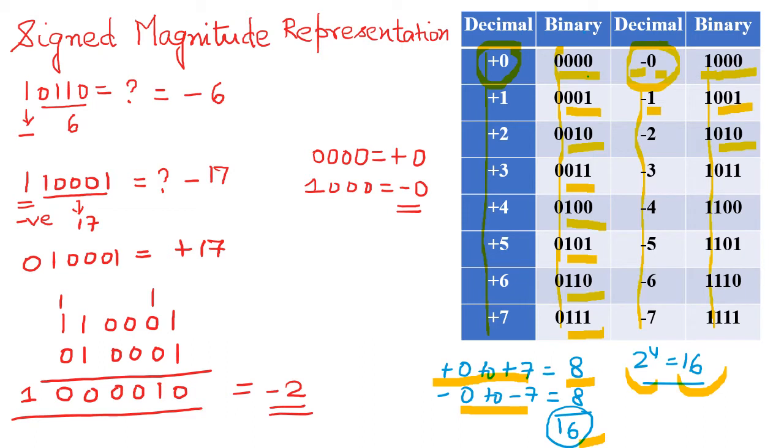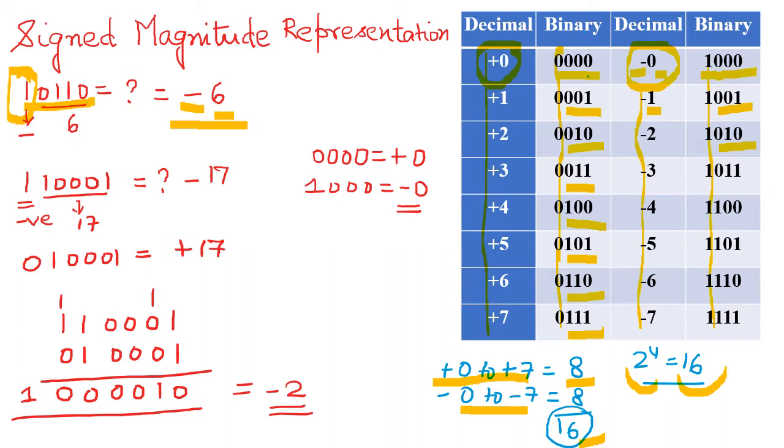Now, if a number is given in the sign magnitude form, how to find its equivalent decimal value. Suppose it is 10110. You have to first identify the most significant bit. If it is 1, it indicates the number is negative. Then the remaining bits are used to calculate the magnitude. 0110 is equivalent to 6. So 10110 is equivalent to minus 6.